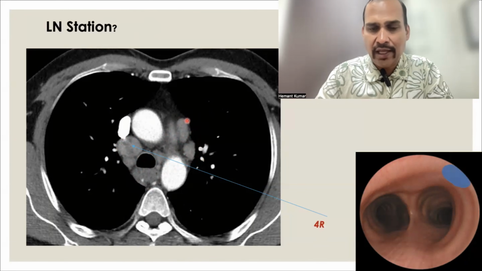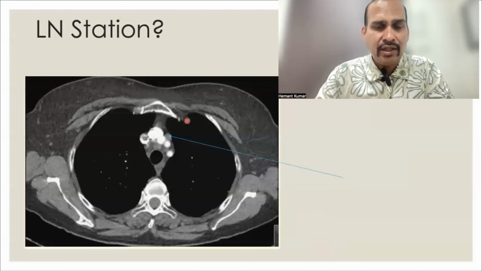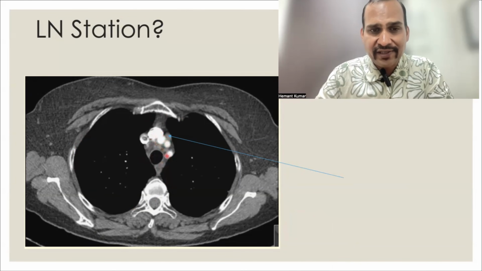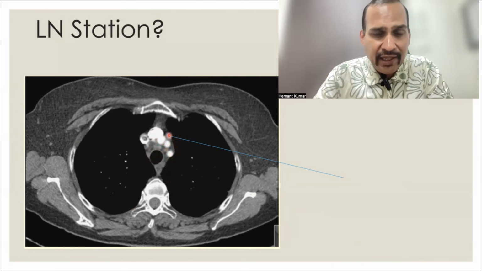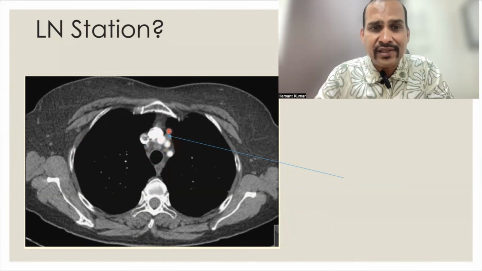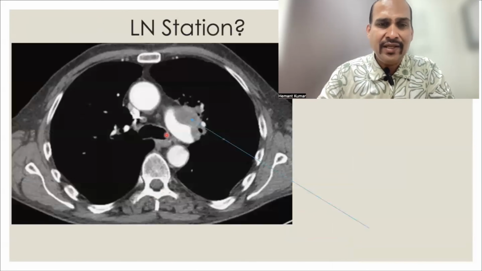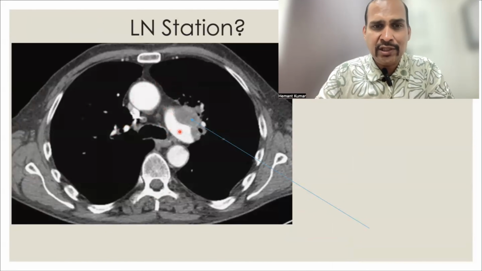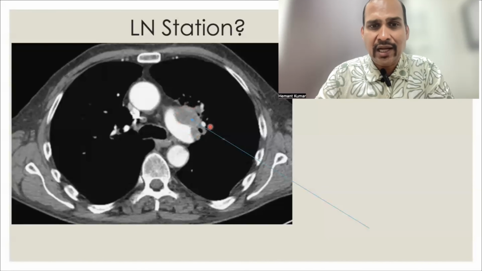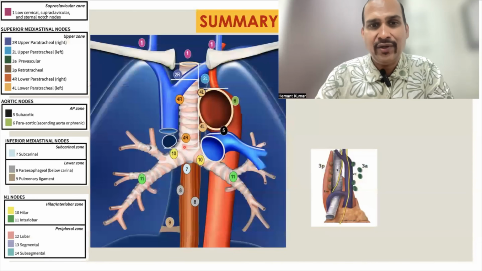Okay, so this is 4R. Here it is upper paratrachea. Okay, so upper paratrachea, these are vessels, common carotid and subclavian artery, and anterior to the vessels is prevascular, 3A. This is station 3A, prevascular. Okay, here you can see this is arch aorta, this is pulmonary artery, this is a node in the aortopulmonary window. So this is station 5, AP window.